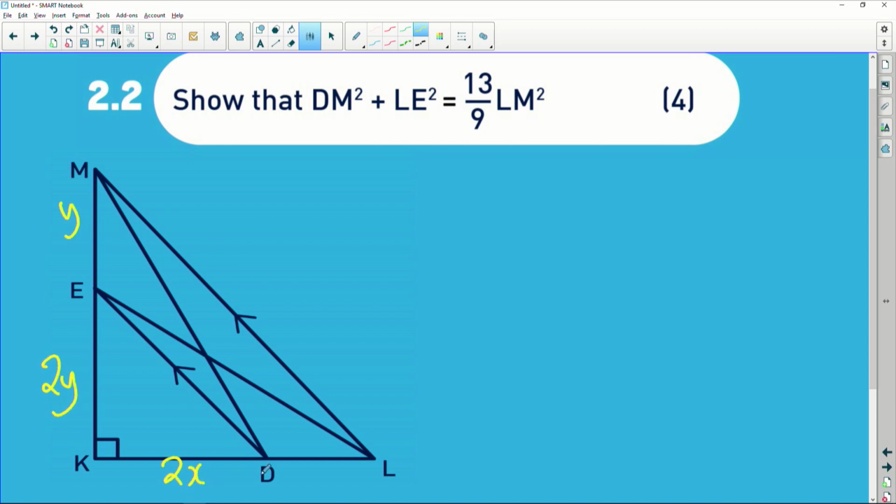We know that this is 2x. We also know that this is x. And we just found that the length of this big side here is basically 9x squared plus 9y squared. This is the length of the hypotenuse. So we want you to find the relationship between DM squared as well as LE squared. And apparently, it must be equal to 13 over 9 LM squared.